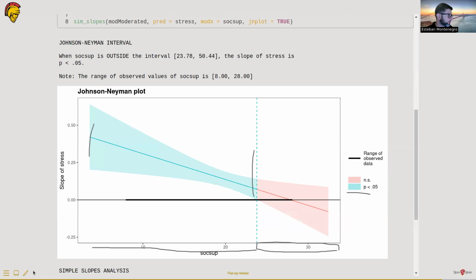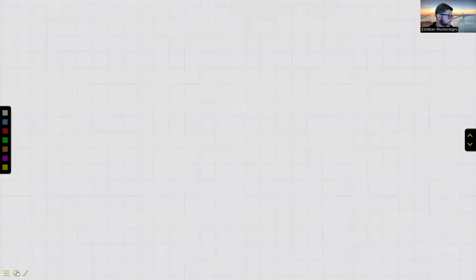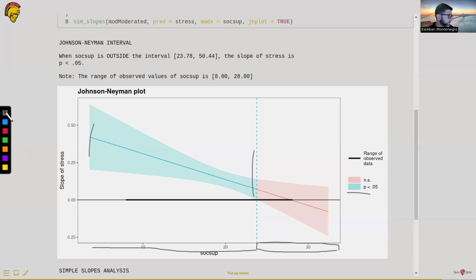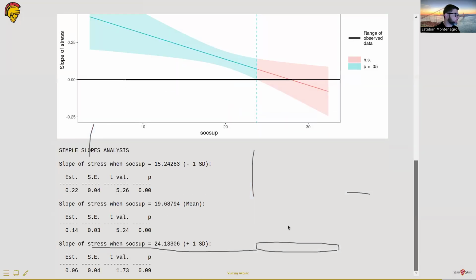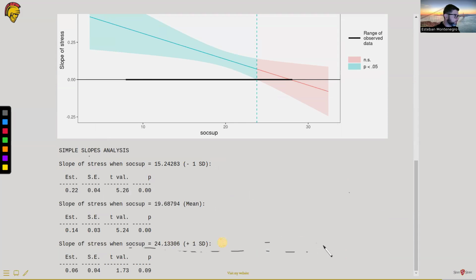Also, let me show you something else before I finish this lecture. We are almost done. I might explain more in class, so watch out. You can also ask me as many questions as you need in class or by email. But let me show you something here. This function will also give you the simple slopes estimation. These are the numbers that we got before by hand, but now it displays automatically.